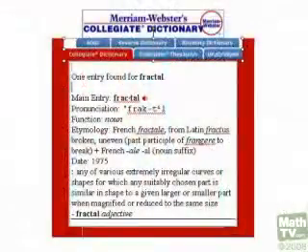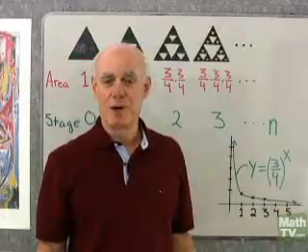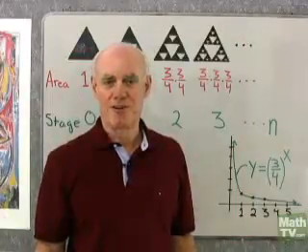Here we have the definition of a fractal from the dictionary. If we look down here and read the definition, it says this: any of various extremely irregular curves or shapes for which any suitably chosen part is similar in shape to a given larger or smaller part when magnified or reduced to the same size. So that dictionary definition is talking about that property of self-similarity that all fractals have.